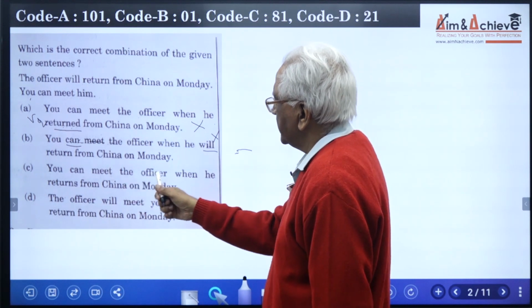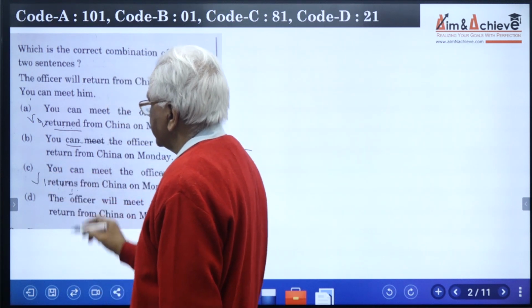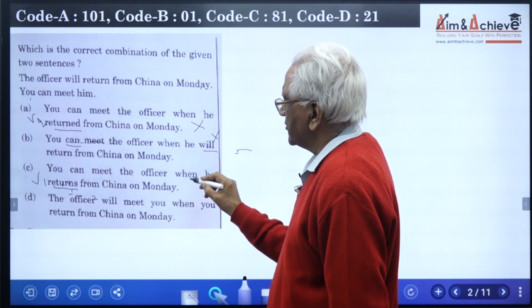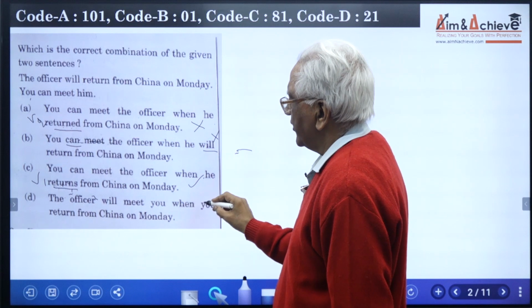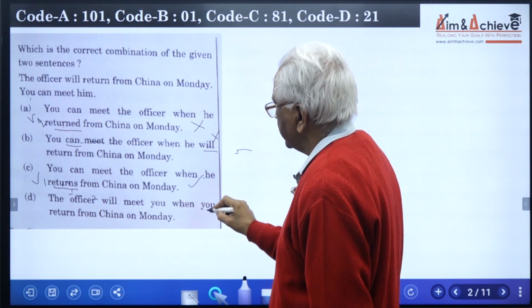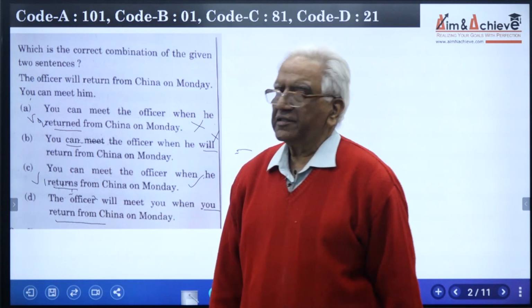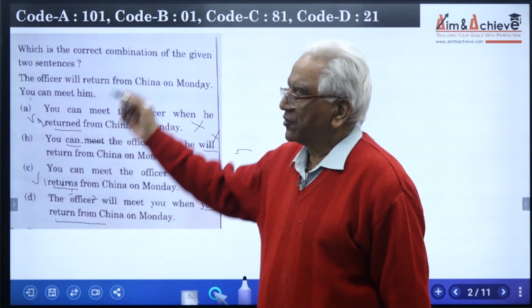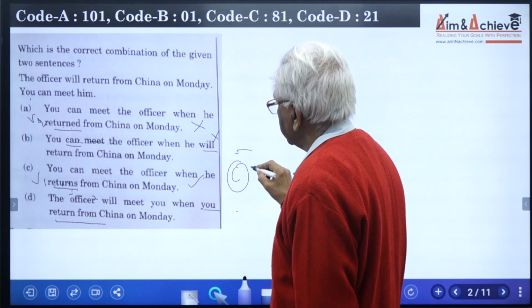You can meet the officer when he returns. This is V1. So just as I said, the use of simple present is correct. That means this option is right. The officer will meet you when you return from China. It means that the person being spoken to is probably going to China and then on his return the officer will meet him. This sense is not in the original sentence. So option C is the correct option.